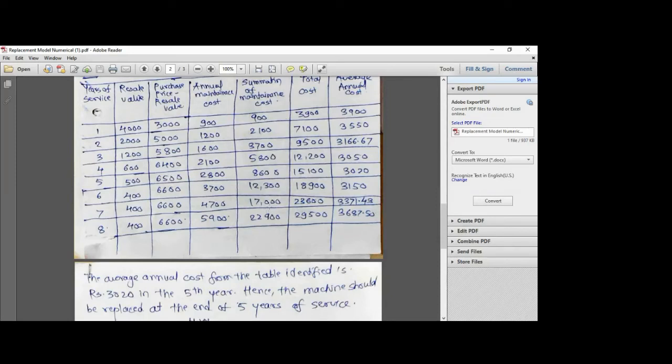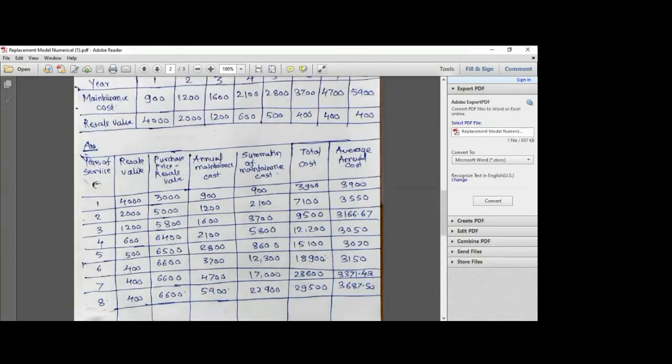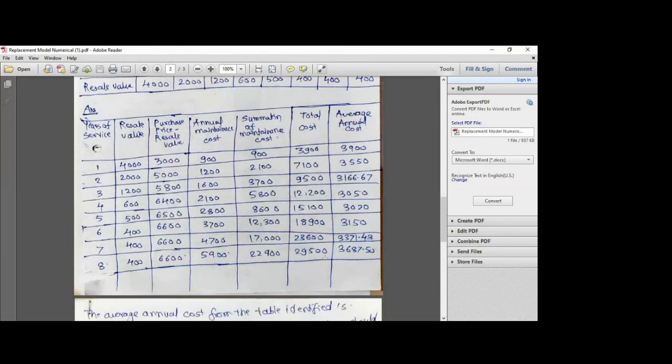So now earlier we have seen, if there is only one machine under consideration and we have to find when to replace that particular machine, we are going to replace that machine at that year for which the average annual cost is minimum, right? So the average annual cost is being derived in this column, and it is minimum at which year?